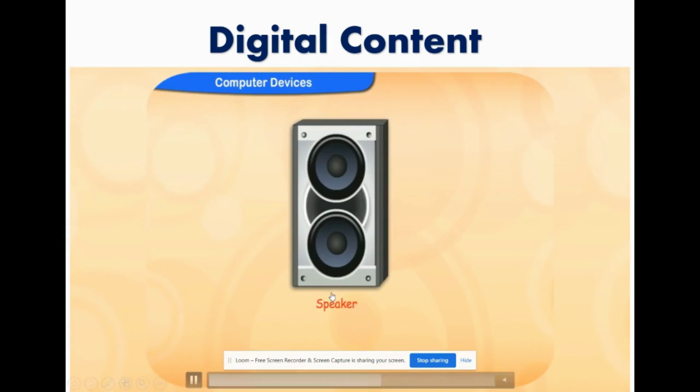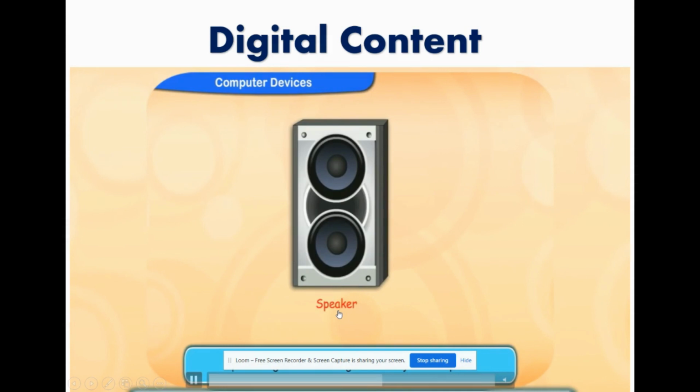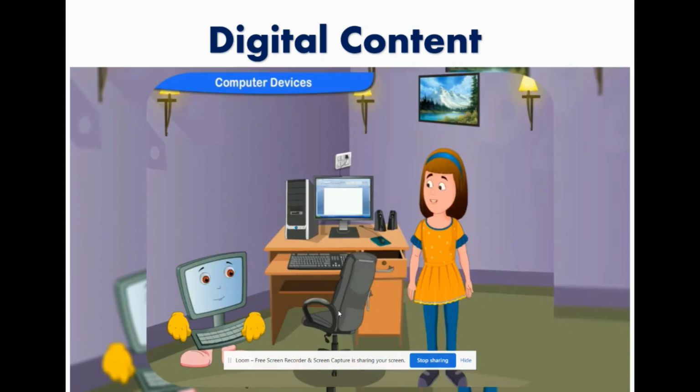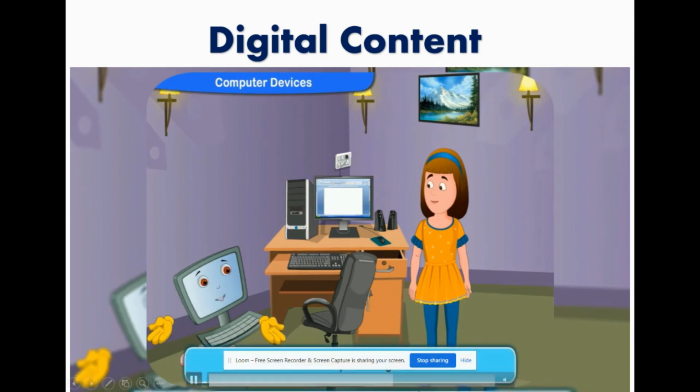Another device called the speaker also comes under output devices because we use the speaker to get loud sound. We listen to music via the speaker.